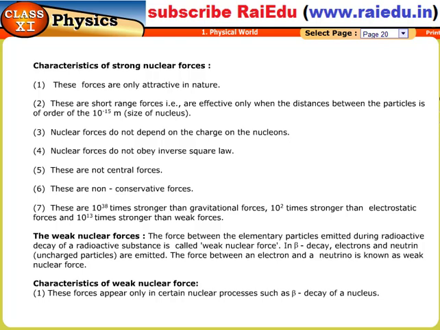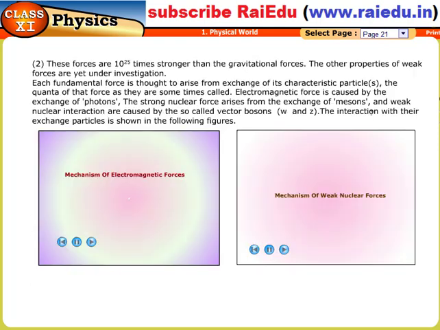Characteristics of weak nuclear force. These forces appear only in certain nuclear processes such as beta decay of a nucleus. These forces are 10 raised to the power 25 times stronger than the gravitational forces. The other properties of weak forces are yet under investigation.